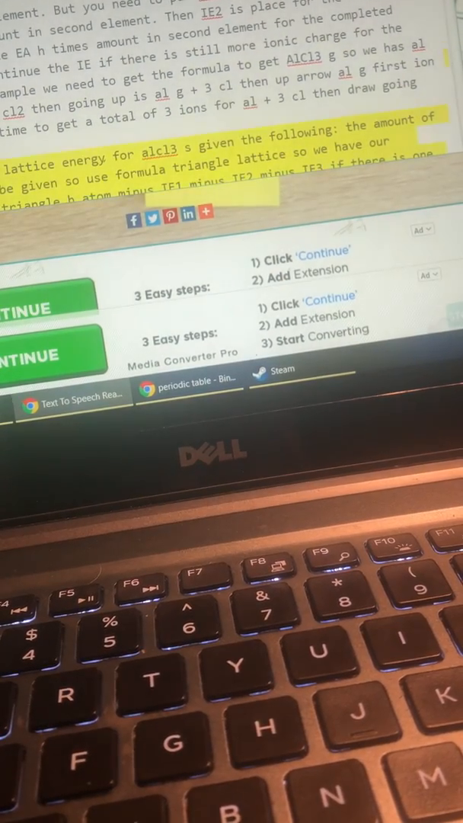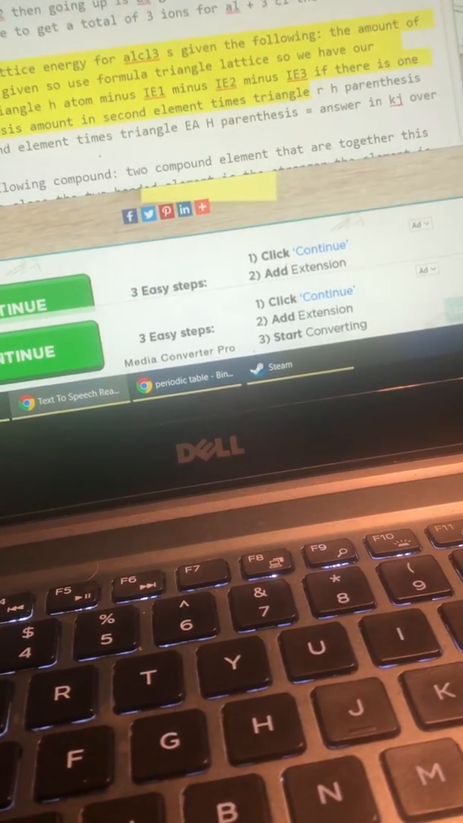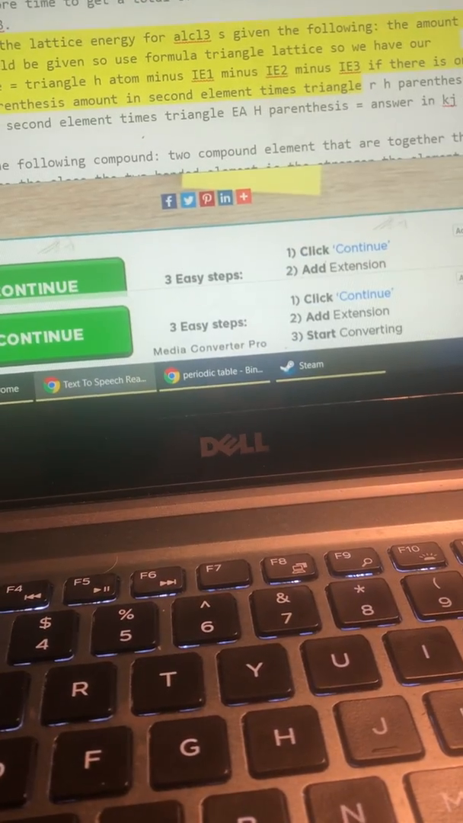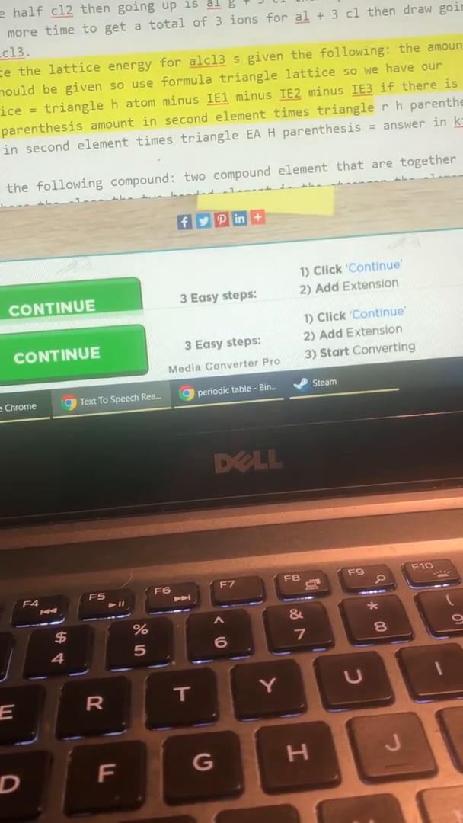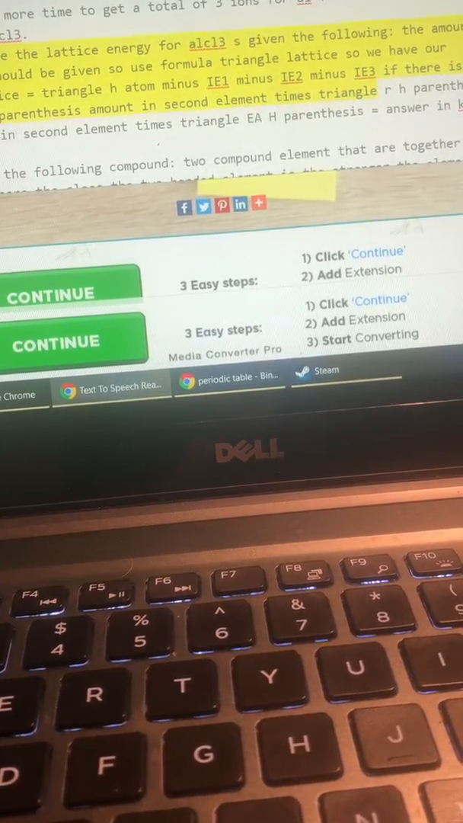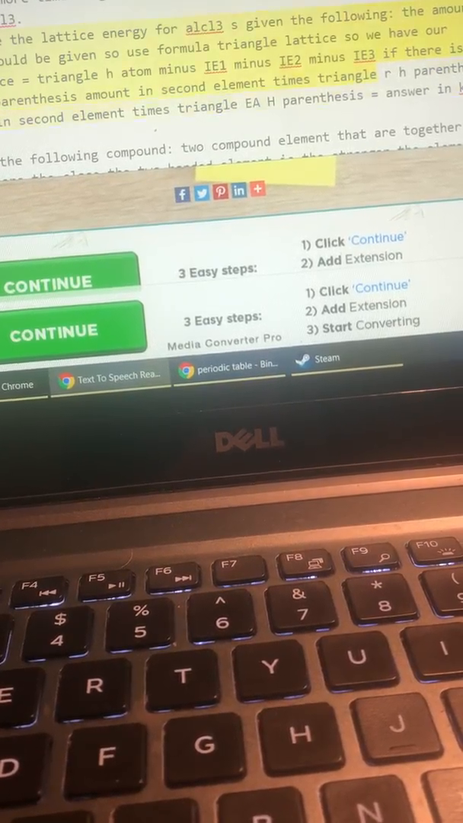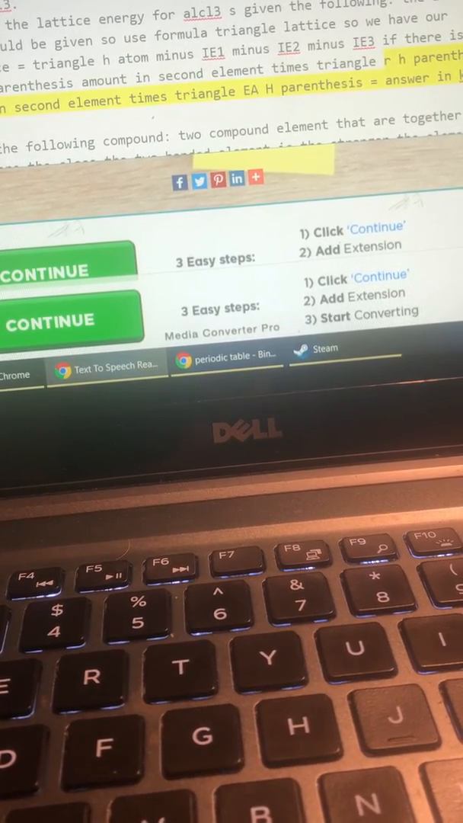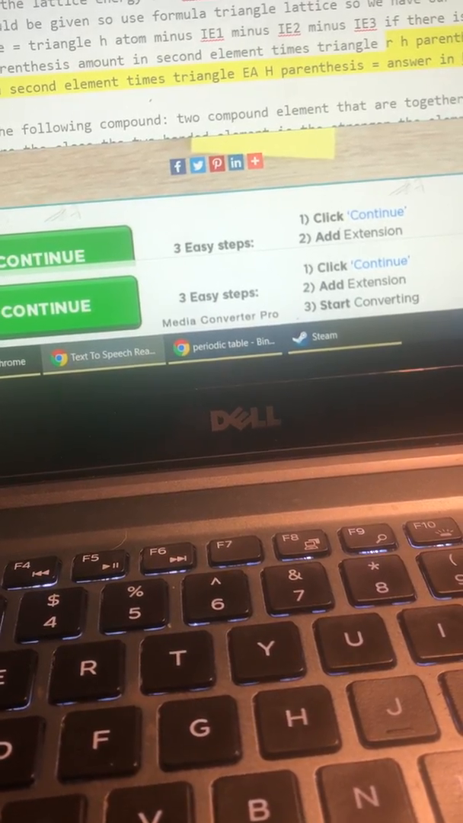12b. Calculate the lattice energy for AlCl3(s) given the following. The amount of the element should be given, so use the lattice energy formula. We have ΔH lattice equals ΔH atomization minus IE1 minus IE2 minus IE3 if there is one, if not, minus (amount of second element times ΔH atomization) minus (amount of second element times ΔH EA) equals answer in kJ/mol.